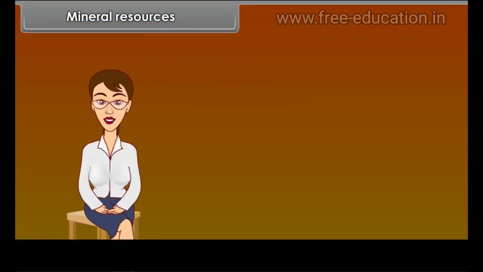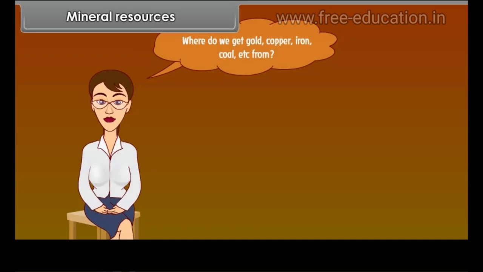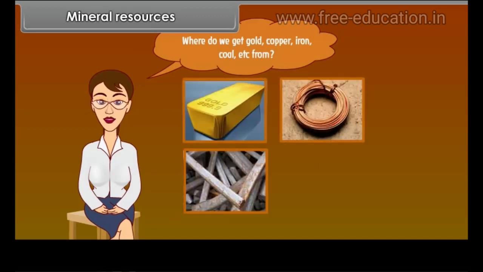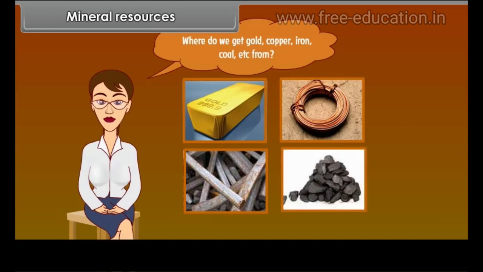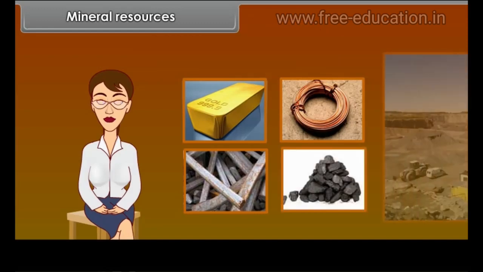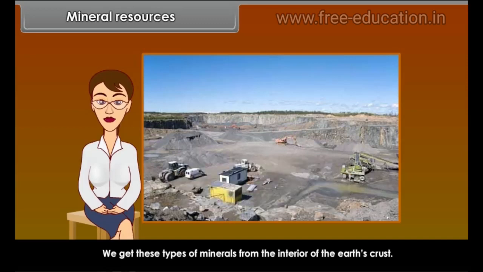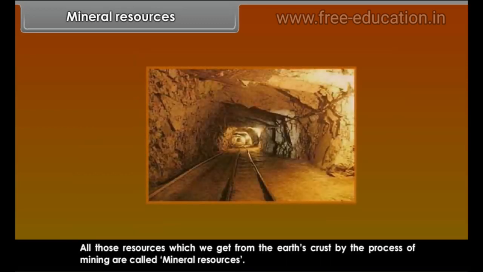Mineral resources. Where do we get gold, copper, iron, coal, etc. from? From the Earth's crust. Yes, we get these type of minerals from the interior of the Earth's crust. All those resources which we get from the Earth's crust by the process of mining are called mineral resources.